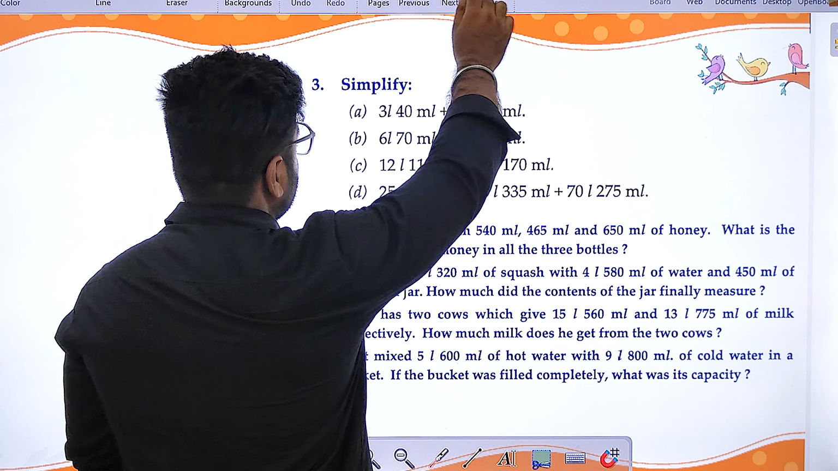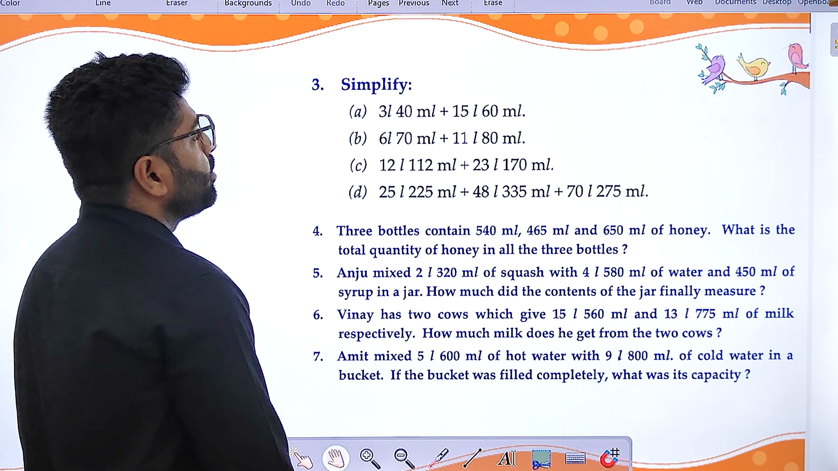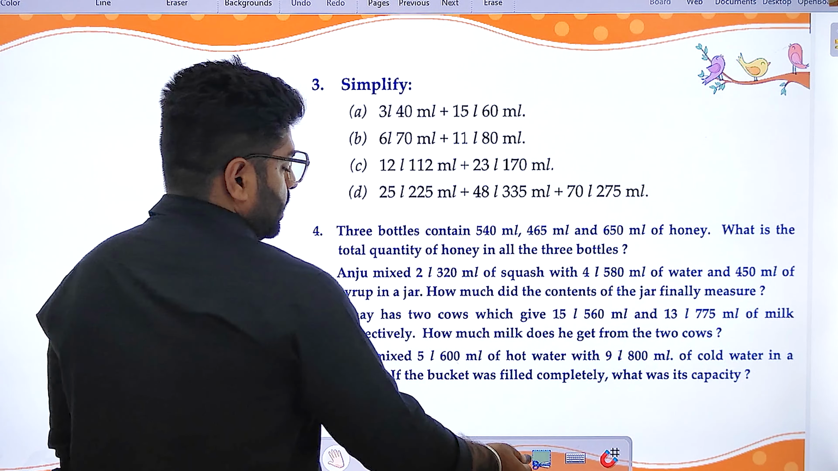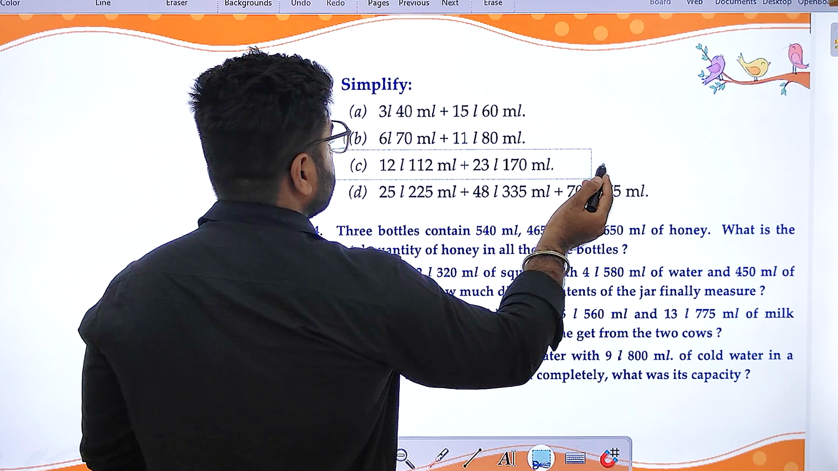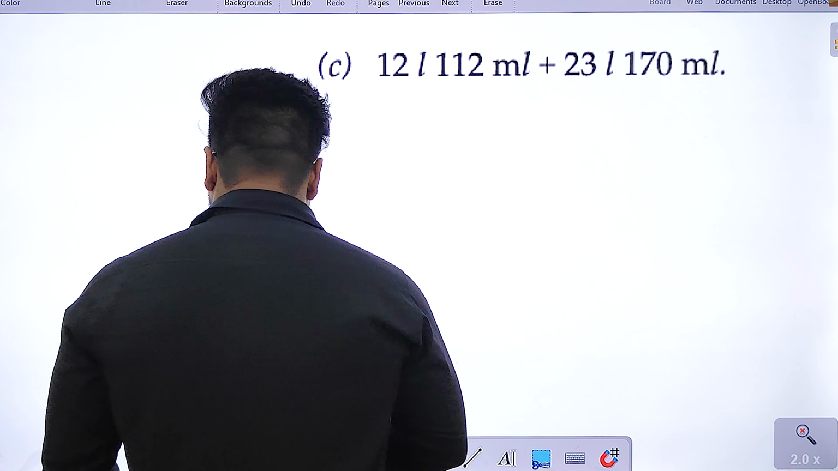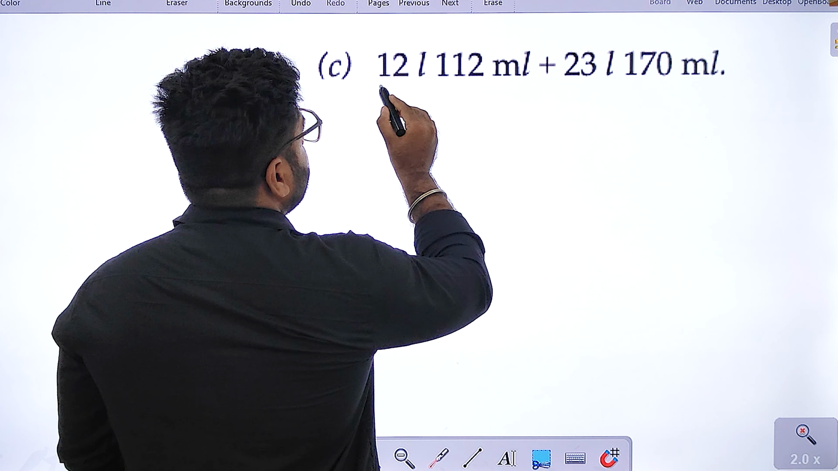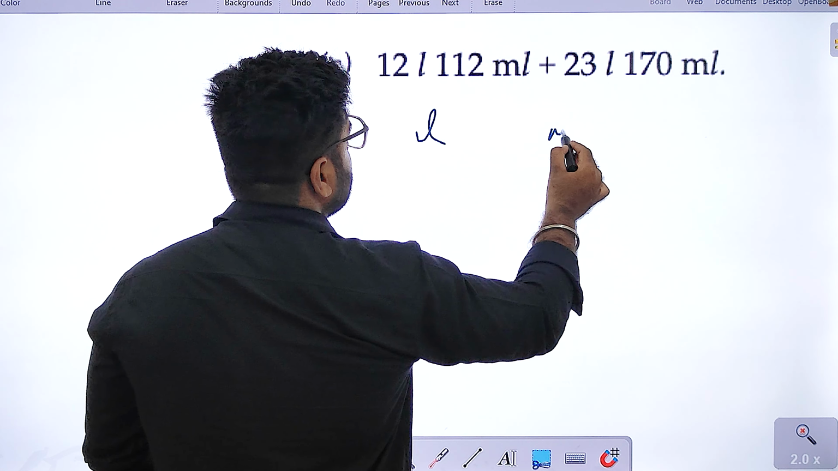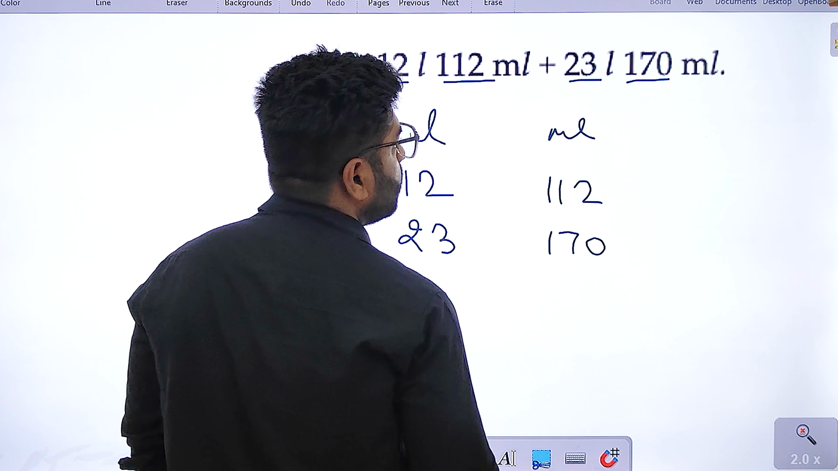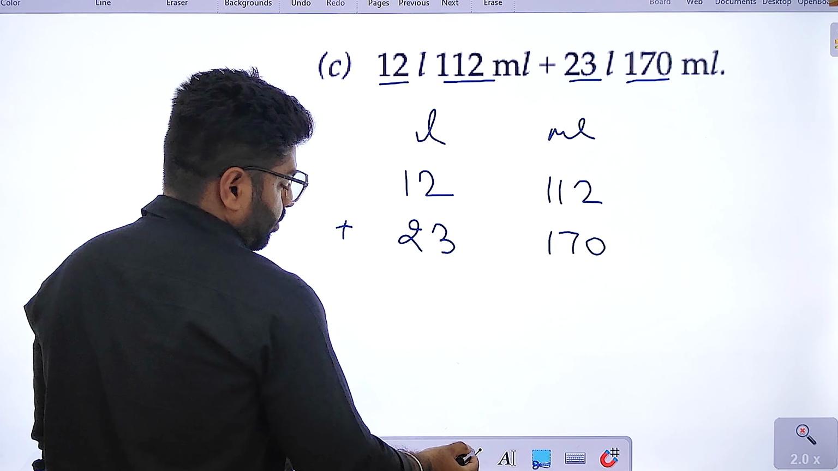Now we are having question number 3, simplifying question. We are having the same type of question. We have to add them. Let's pick C part from here. This is a normal addition question, so we are going to add them first. We will take units first, just like liter, milliliter. The first part we are having is 12 liters and 112 milliliter. Here we are having 23 liters and 170 milliliter. So we are going to add them.